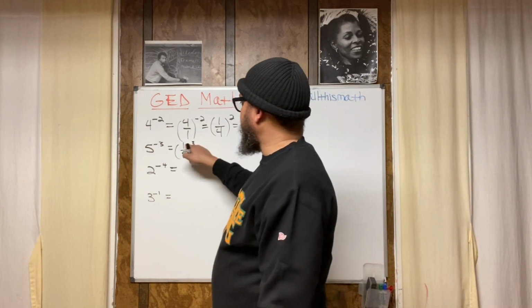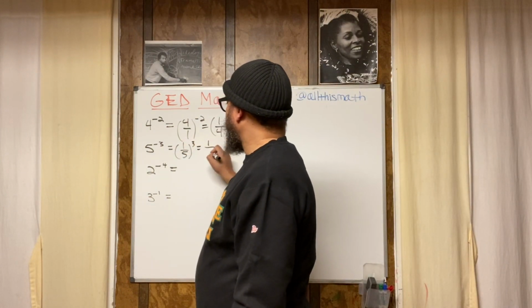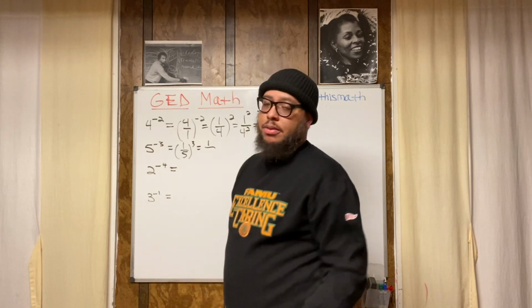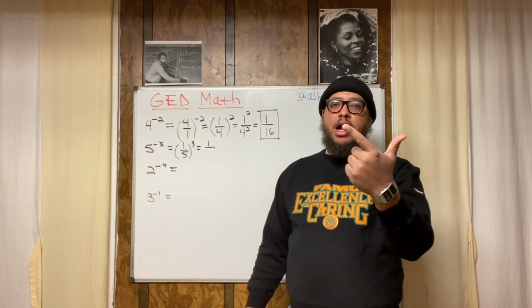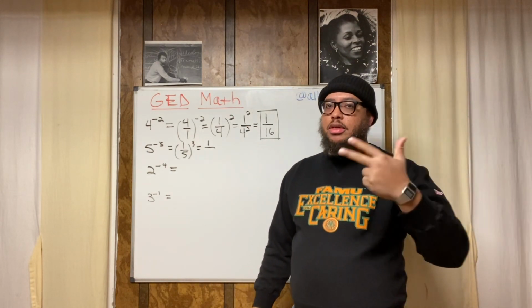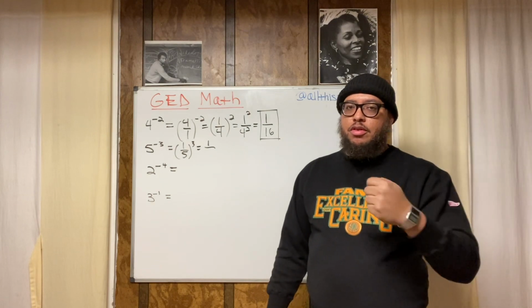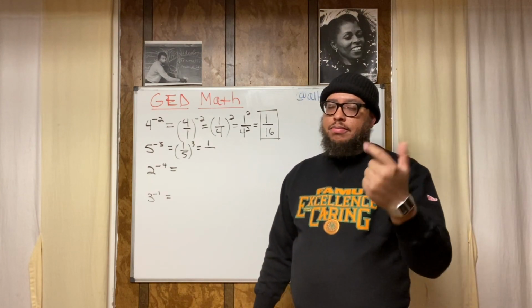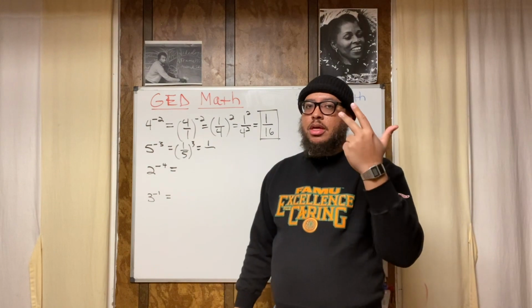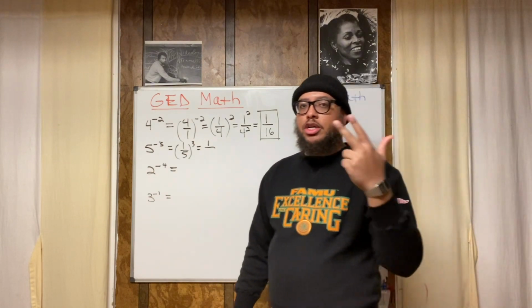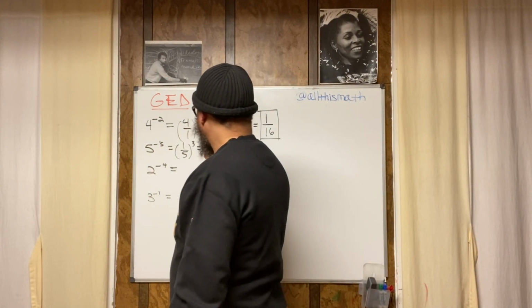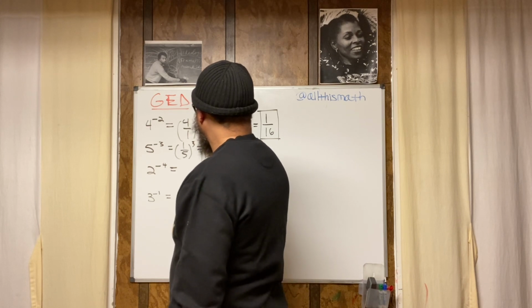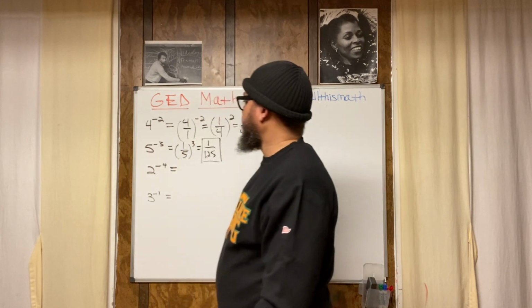So now I got 1 to the third power, which is 1. And I got 5 to the third power, which is 5 times 5 is 25, and then 25 times 5 is 125, right? 5 nickels 5 times is 25 cents. Then 25 cents 5 times is $1.25, or 125. So that's 5 to the -3 power.